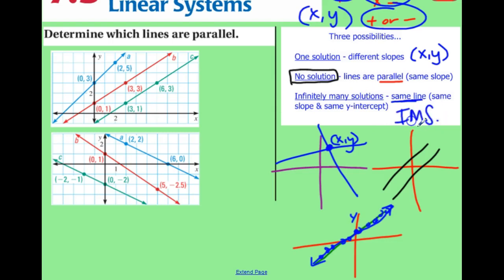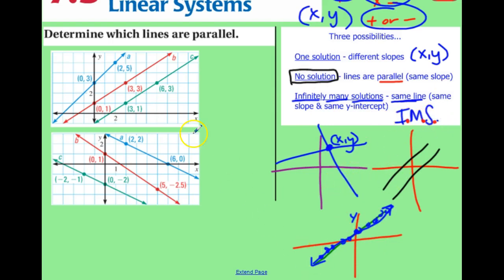Or you can abbreviate and just say IMS, infinitely many solutions. Infinitely meaning there could be thousands and go on and on and on. We can't list all of the possibilities because it's infinite. And so we just write IMS instead.